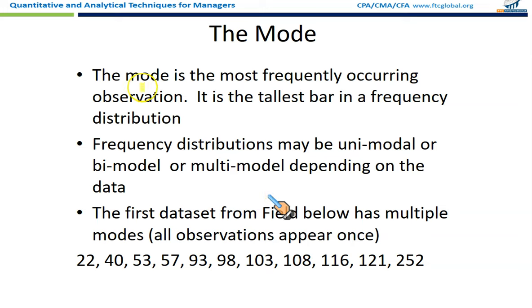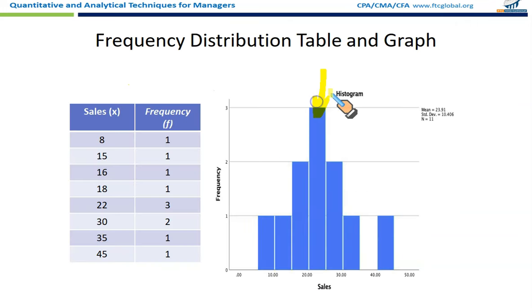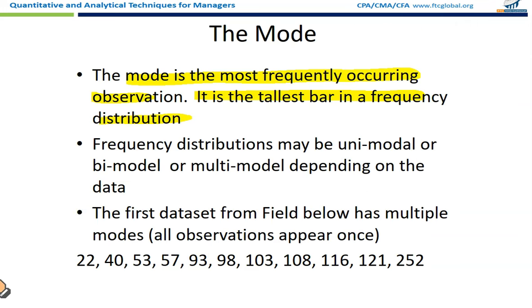The mod. The mod is the most frequently occurring observation, or it is the tallest bar in the frequency distribution. This one. So the mod is like the favorite choice or the most popular item in a list. If you're looking at how many times a certain number shows up, the mod is the number you see the most often. It's like you ask a bunch of kids their favorite ice cream flavor, and most of them say chocolate. So then chocolate is the mod. That is the most popular or most frequent choice.